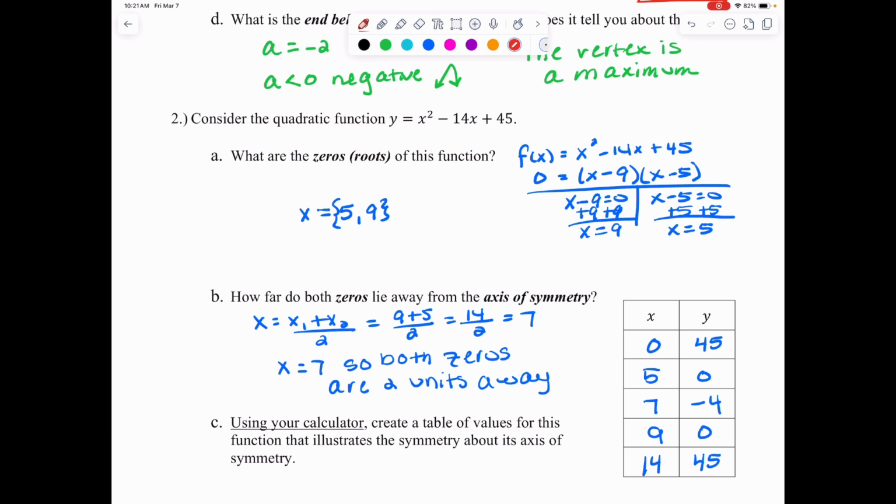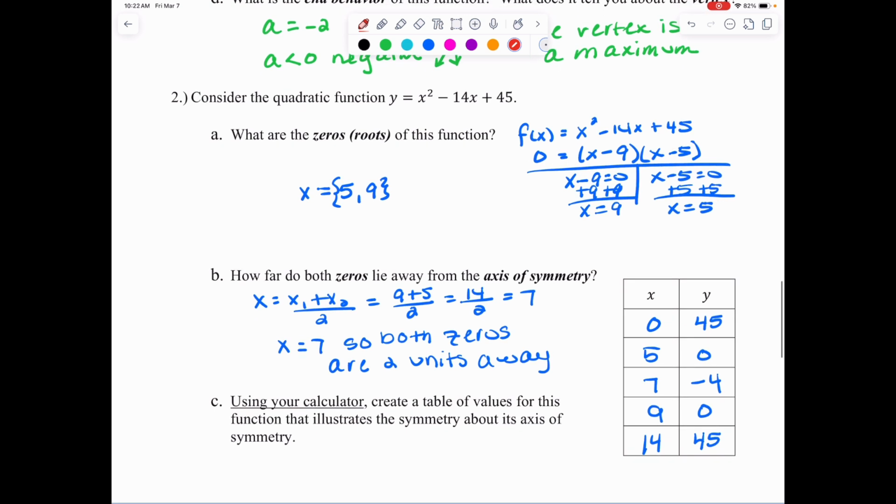Then using your calculator, you're going to go to the y equals screen and type in this quadratic function. Using what you know and looking at the table, you had to create a table of values for this function that illustrates the symmetry about its axis. So we know the roots are at (5, 0) and (9, 0). We now know the axis of symmetry is x equals 7, so we can go to our graphing calculator and find 7 and see that -4 is across from that. And then you need to scroll until you find the next symmetric point. Those would be 0.45 and 14.45. So this concludes your lesson on exploring the symmetry of graphs of quadratic functions, day 2.